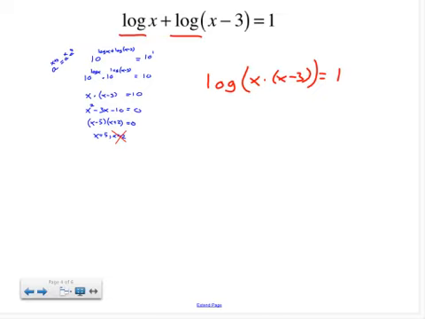And now I can do the exponentiating at this stage. So I have 10 to the log of x times x minus 3 equals 10 to the first. 10 and log 10 will cancel when they're in this position. So now I have x times x minus 3 equals 10. And I'm in the same position I just was, where I can now solve for x and double check for extraneous solutions.